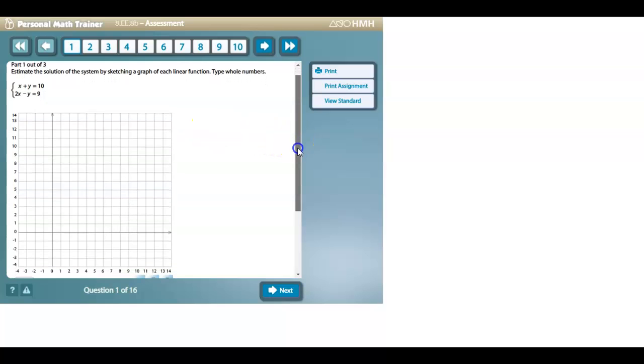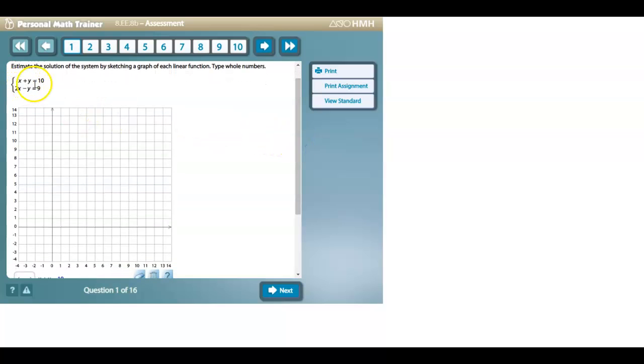Okay, so the first equation, you have x plus y equals 10. Now, I can solve for y, and I can just subtract x from both sides, and that'll be y equals 10 minus x. That means that the y-intercept is going to be 10, and because I'm subtracting x, the slope is going to be -1. So that I can do.